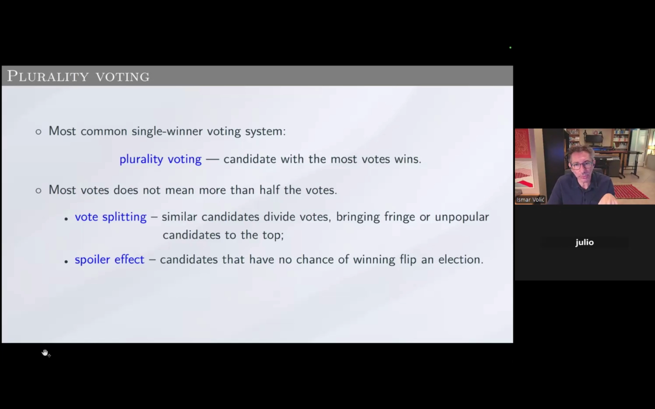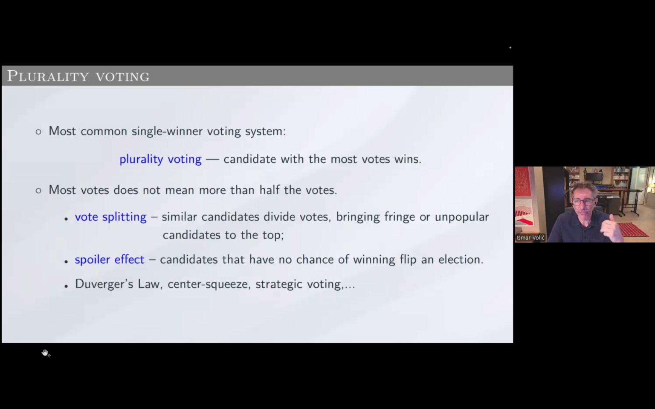Then there are some other ones that are a little bit deeper. And if you get into economics and political science, I'm sure you've heard some of these things, like Duverger's law, center squeeze effect, susceptibility to strategic voting, etc. I don't have time to get into these, but there's a lot more issues that can be mathematically described that all say that plurality voting really has all these fundamental problems.